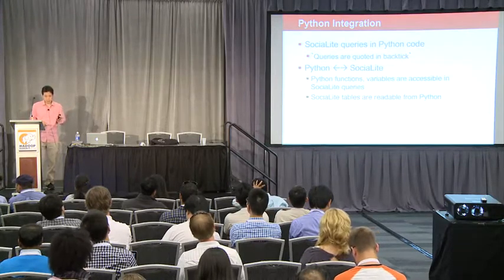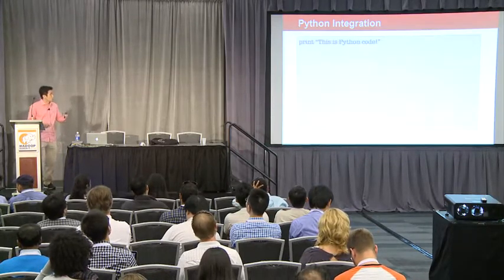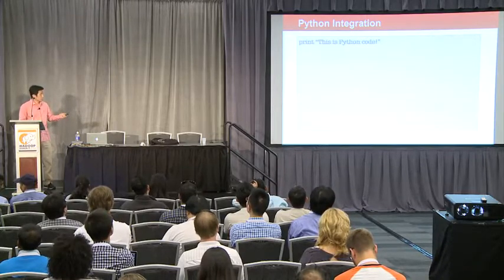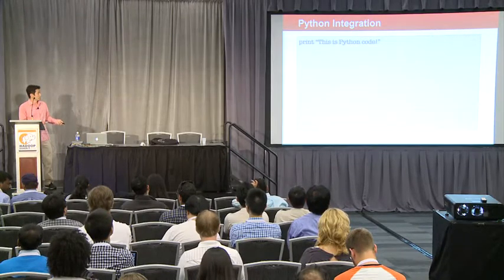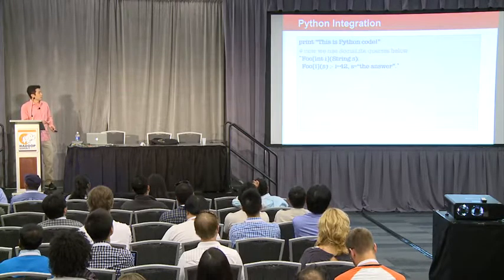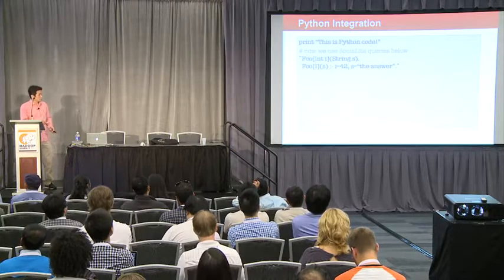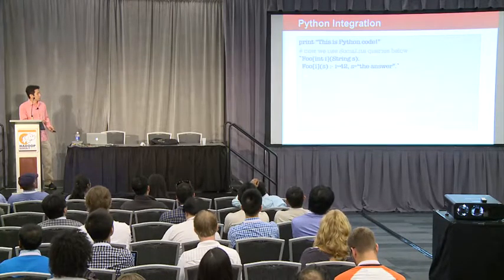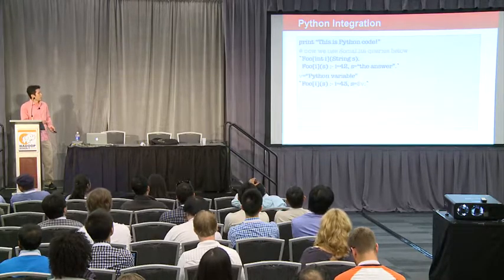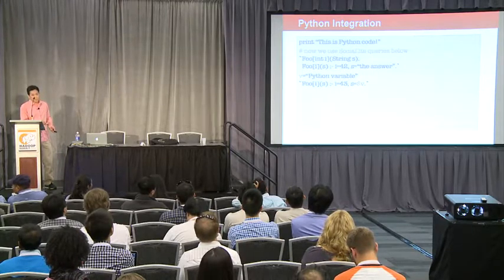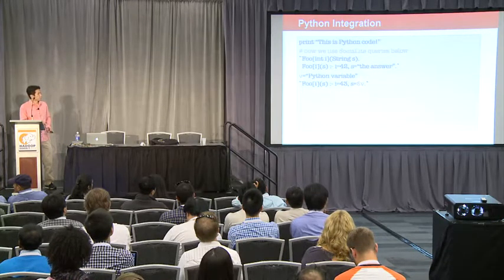So let me give you a specific example. This shows how you intermingle Python code and SociaLite queries. We have a Python code here, and then we can mix it with a SociaLite query, where we define a distributed table and insert a single tuple into the table. Then we define a Python variable and access that Python variable from inside the SociaLite rule. The $ indicates that this variable is in Python.